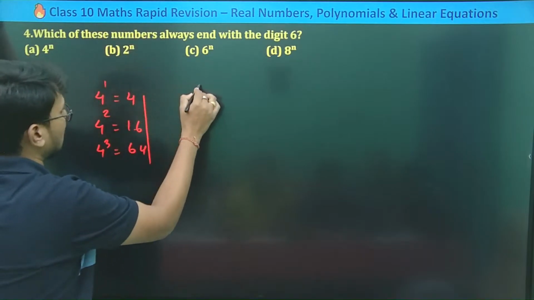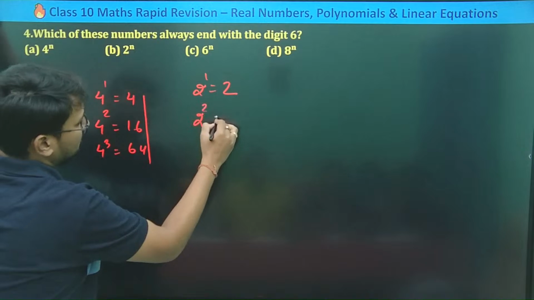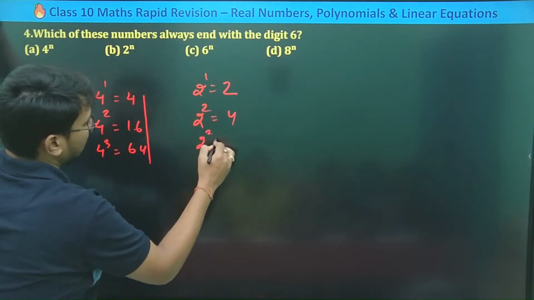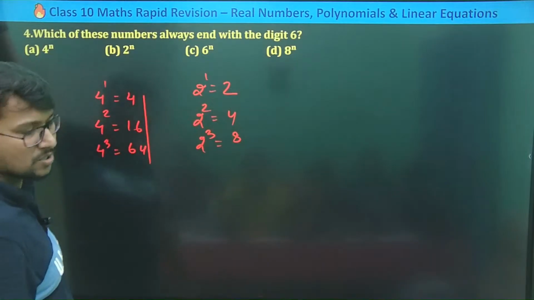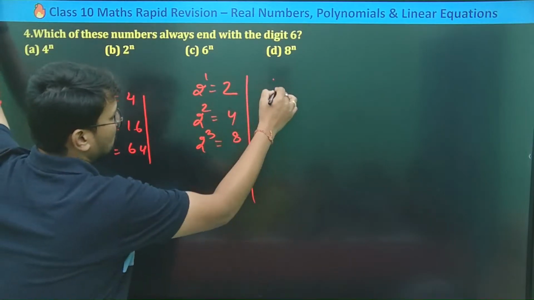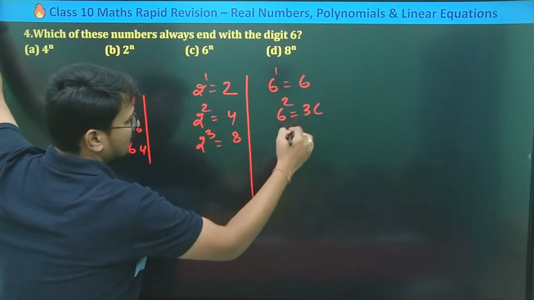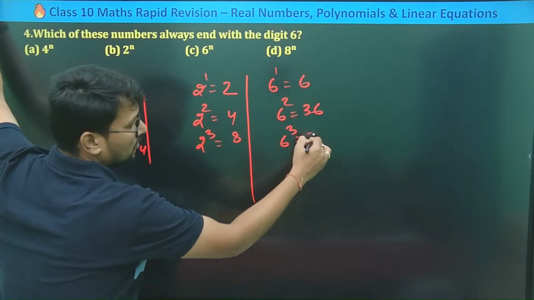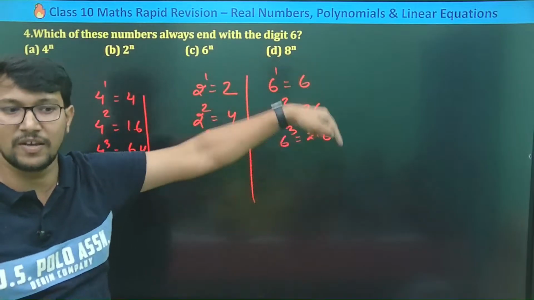Now let us do 2. Coming to the second option. 2 to the power 1 is what? 2 to the power 2 is what? 2 to the power 3 is what? 8. Is that always ending with 6? No. Now 6 to the power 1 is what? 6 to the power 2 is what? 6 to the power 3 is what? So it always ends with 6.